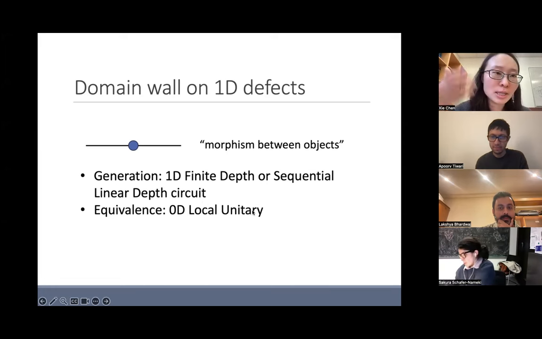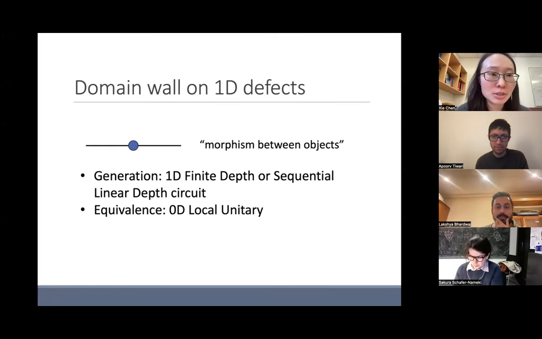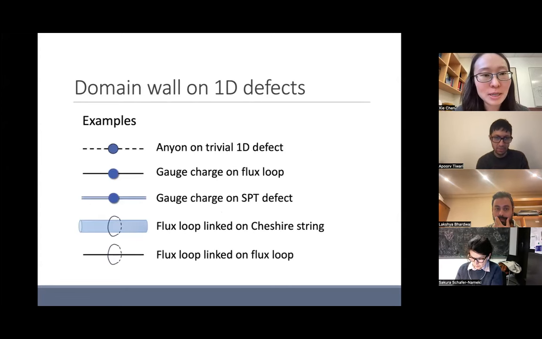So this is completely in analogy to the usual anions we're talking about. Although here it doesn't have to be anions. It's a more general notion of zero-dimensional defect. So, for example, anions, of course, belong to this category. Anions can be thought of as domain walls on a trivial one-dimensional defect. And then we can put anions, gauge charge, on top of a flux loop. That's also a non-trivial type of domain wall.